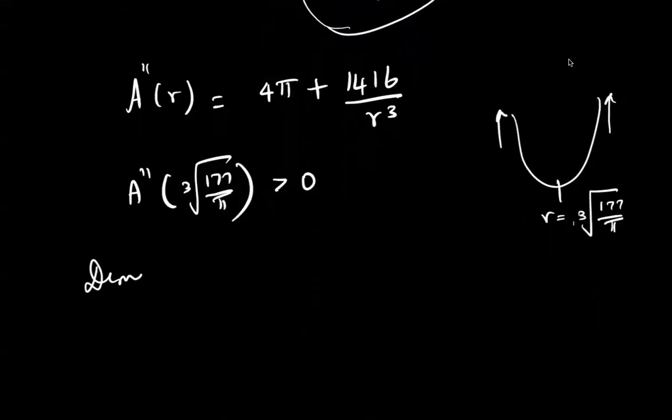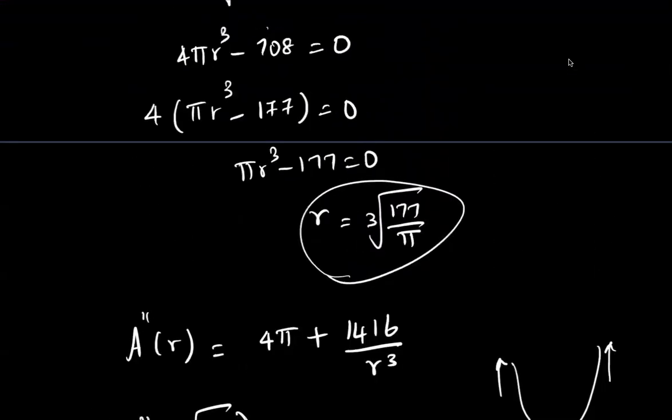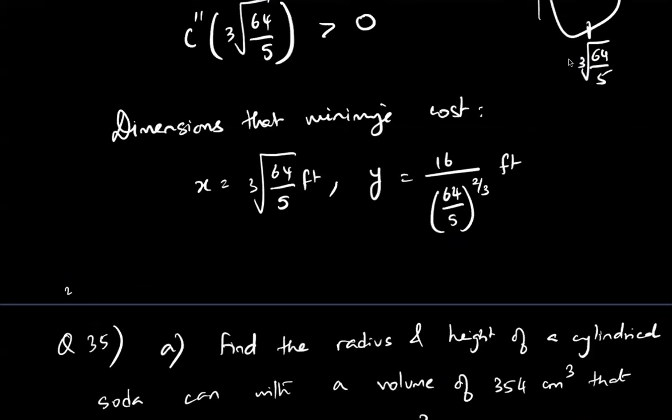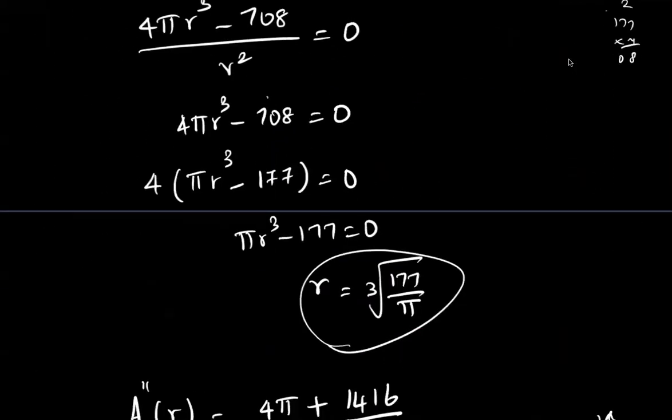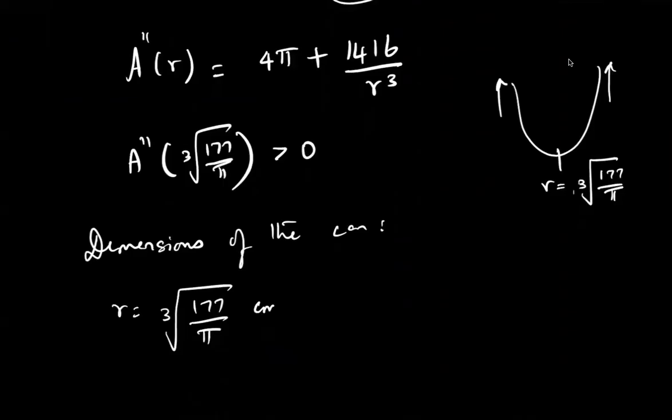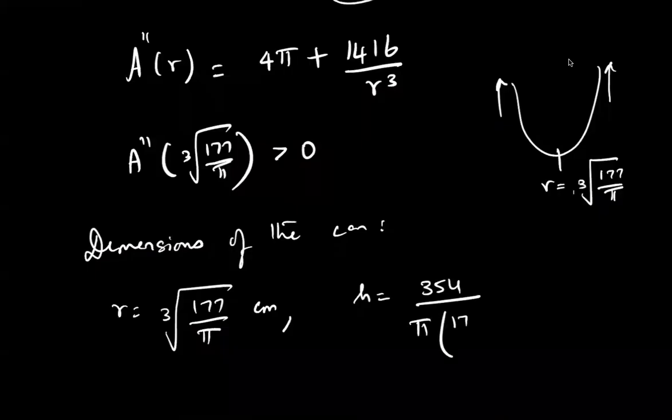So what are the dimensions of the can that I'm looking for? Our radius is cube root of 177 over pi. Unit is centimeters. And h will be 354 over pi r squared centimeters. Okay, so that is our answer.